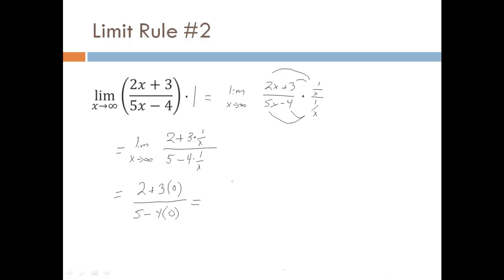If we multiply that, 3 times 0 is 0. So in the numerator, you're just left with a 2, and in the denominator, you're just left with a 5. So the limiting value, as x goes to infinity, of this function turns out to be just 2/5.